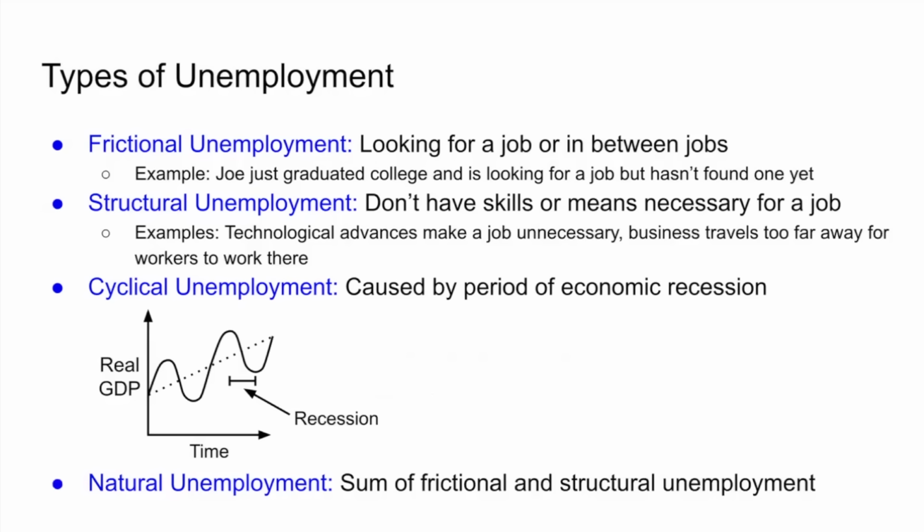There are several types of unemployment. Frictional unemployment is a person who is looking for a job or in between jobs, such as people who have just graduated and haven't found a job yet. Structural unemployment means that a person doesn't have the skills or means necessary for a job. For example, if technology advances replace a job, then that skill may no longer be needed. And cyclical unemployment is caused by a period of economic recession. A recession is a period in which real GDP decreases. So that means that the activity in the economy is slowing down and companies are producing less, so they're laying off workers. And natural unemployment is the sum of frictional and structural unemployment.